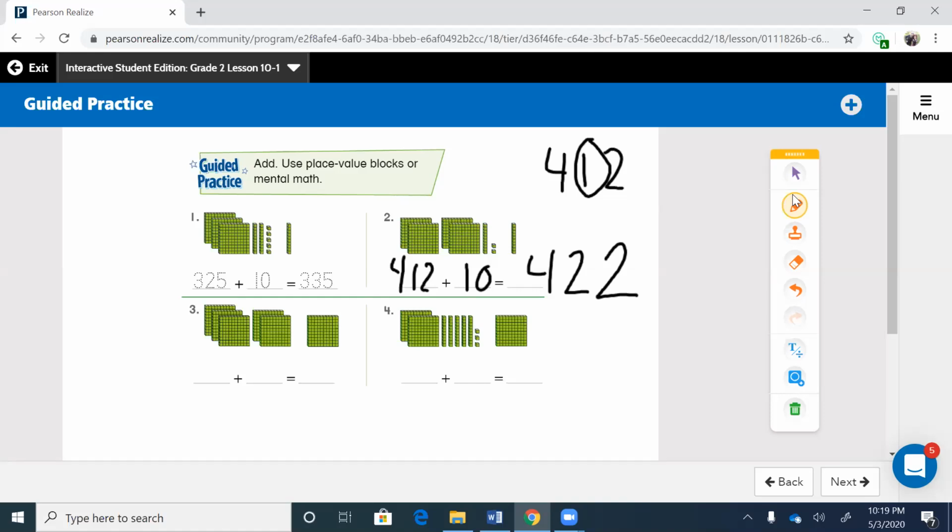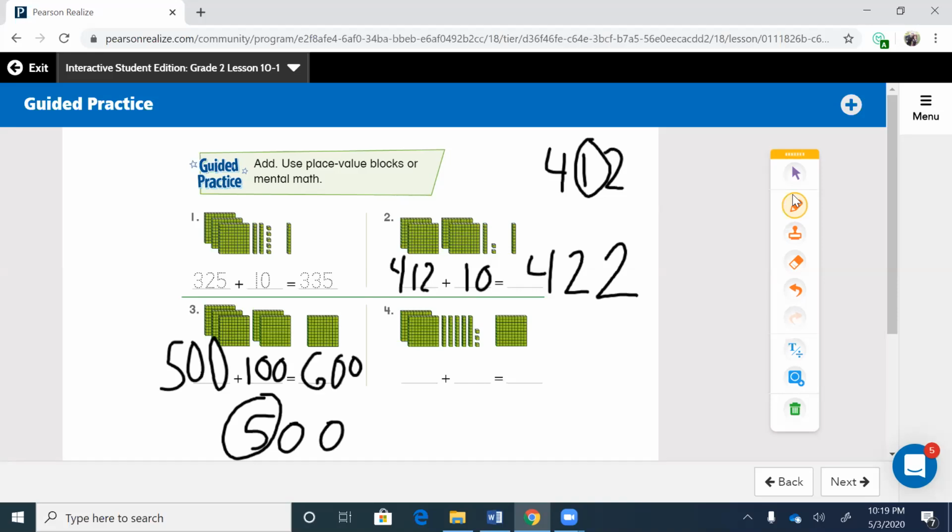Count the hundredths. 1, 2, 3, 4, 5. 5. How many tens? 0. How many ones? 0. Plus 100. All right, so when we have the number 500, I'm going to circle the hundredths digit. So the hundredths digit will increase by 1. So the 5 becomes a 6, and the tens and ones stay the same.